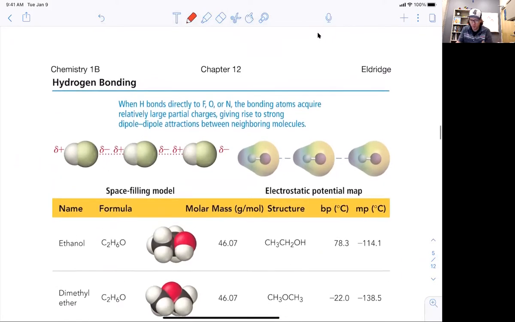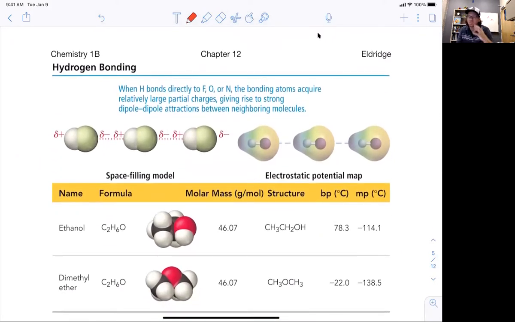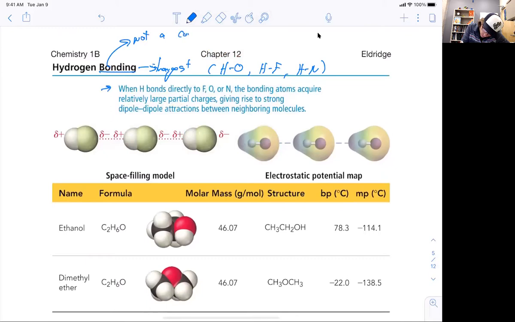So here's our 3rd intermolecular force, hydrogen bonding. Hydrogen bonding is the strongest. And it says it right here, when an H is bonded directly to F, O, or N, and again, that means you need an H-O, an H-F, or an H-N bond. If you don't have one of those 3 bonds, the chemical doesn't have hydrogen bonding. And again, it's called bonding, but it's not a covalent bond. It is an intermolecular force.